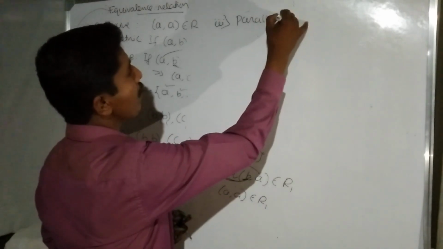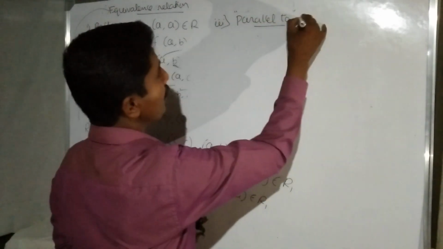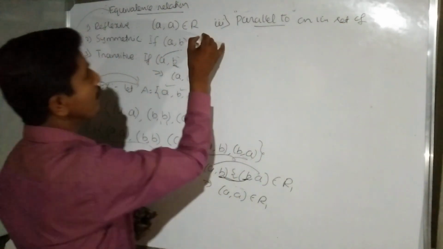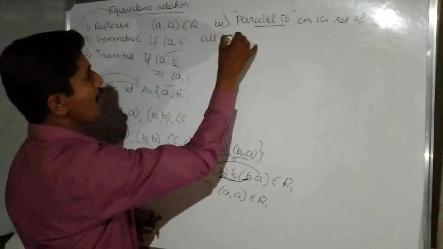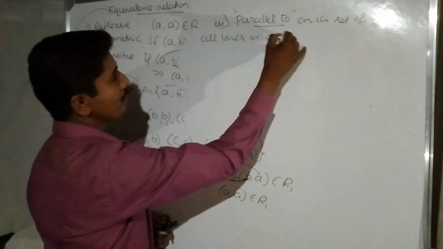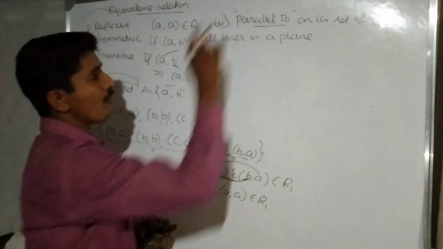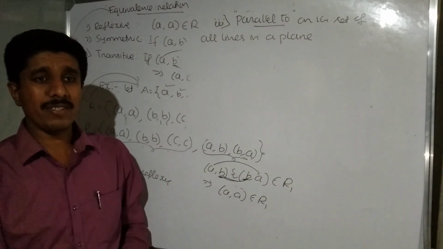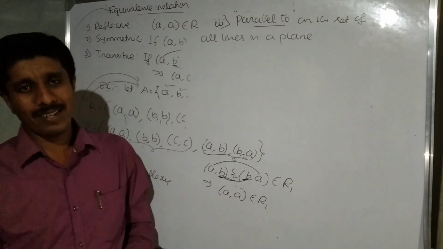Parallel to relation on the set of all lines in a plane. We have seen in last classes about parallel to, congruent to, similar to relations. All are reflexive, symmetric and transitive.